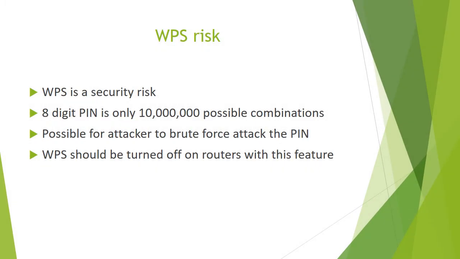Wi-Fi Protected Setup though presents a security risk on access points running it. It only uses an 8-digit PIN which only has 10 million possible combinations. This makes it possible for an attacker to brute force attack the PIN and gain access to your network. Wi-Fi Protected Setup should be turned off on routers with this feature and should not be enabled, for security reasons.